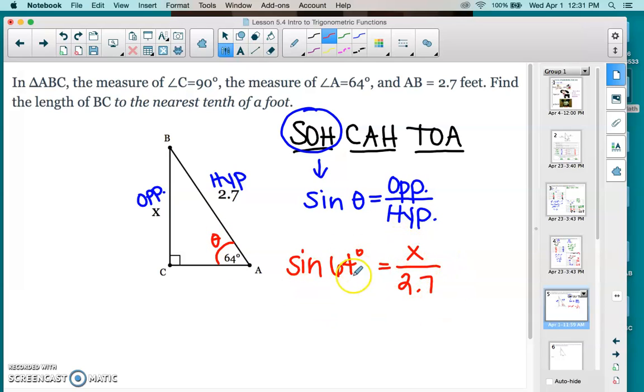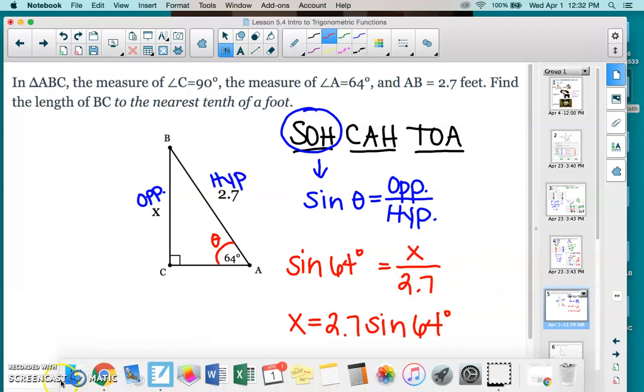So what you've done is you've created an equation for which you can solve for x. So how would you solve for x? Well, you would multiply by 2.7. So you'd be doing 2.7 times sine of 64 degrees. Now from here, you have to use a calculator.